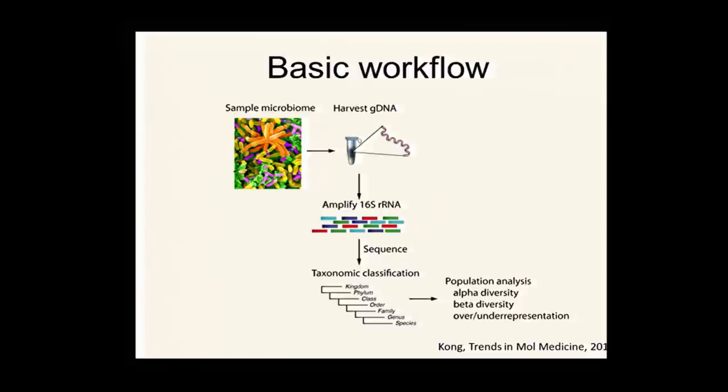You'll amplify the 16S gene and they'll all amplify with the same conserved primers, but they'll have different sequences in the intervening part so that you can use those sequences then to assign that this is a Firmicute, and it's a Staphylococcus, and it's a Staphylococcus aureus.